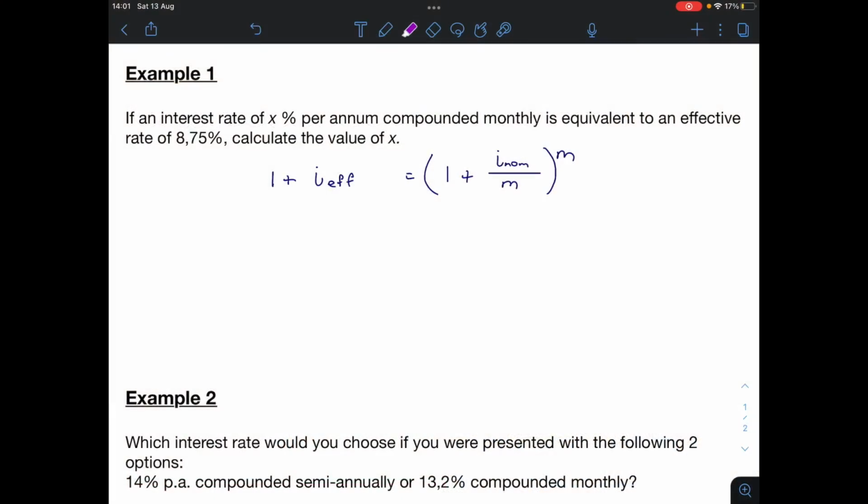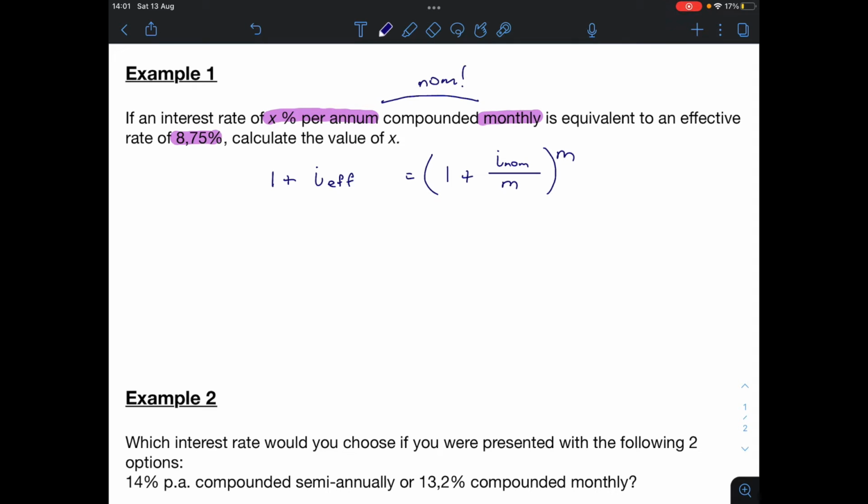Okay, so now let's have a look at an example of how we would use this. Let's look at some examples now with effective and nominal interest and transferring from one to the other. If an interest rate of X% per annum, compounded monthly, is equivalent to an effective rate of 8.75%, calculate the value of X. Now remember, it's always important to read things a few times to understand them. Because that's compounded monthly, it straight away tells me that that is the nominal percentage, and it's equivalent to an effective rate of 8.75.